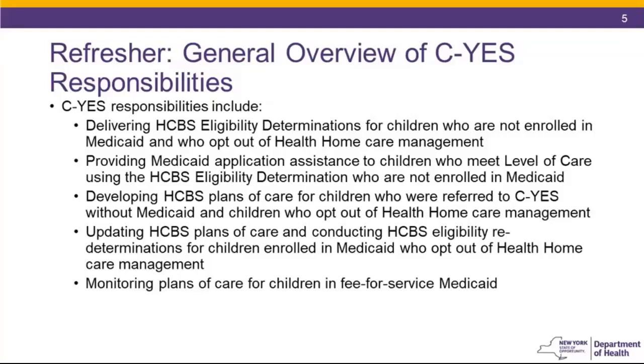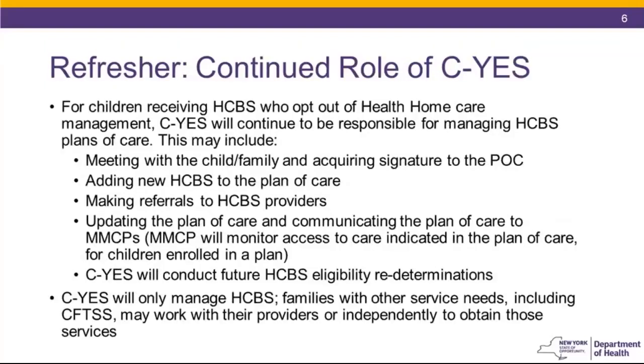The other track is children who are not enrolled in Medicaid at the time that they try and receive or pursue HCBS. So for those children, CES will conduct an HCBS eligibility determination, provide Medicaid application assistance, and then develop a plan of care for them. And then at that point, the child has the option to opt into health home care management.